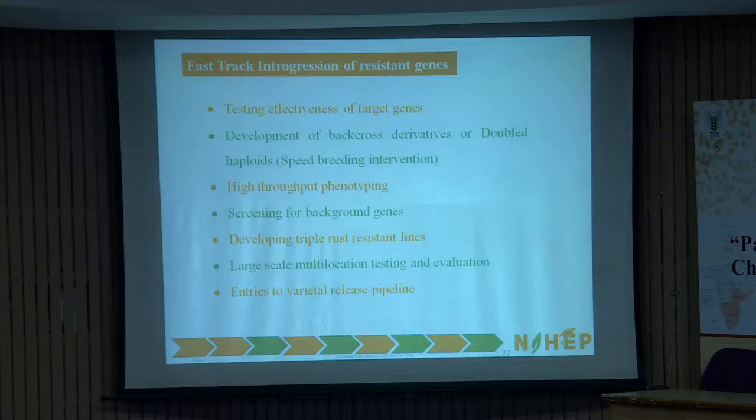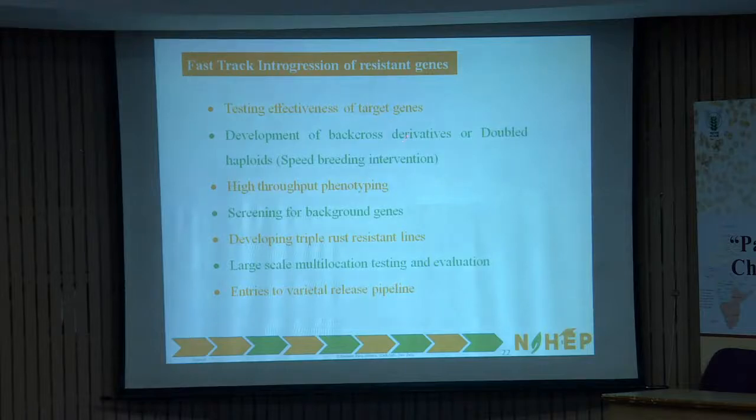So we first tested effectiveness of target genes. Why? The material is for India. We have to use that resistance gene in India. You don't know whether that resistance gene is resistant to Indian pathotypes. Australian pathotypes are something different. Indian pathotypes are something different. Maybe that gene is resistant to Indian pathotypes also. So you have to characterize that gene for Indian pathotypes. We did characterizing of that target gene.